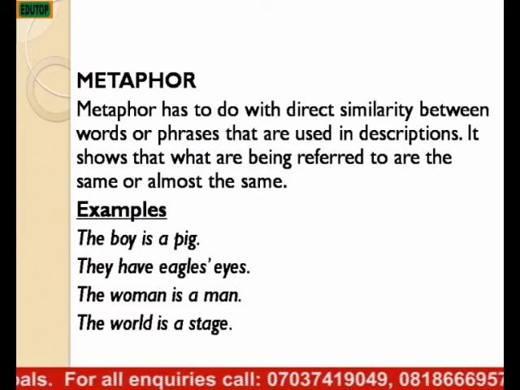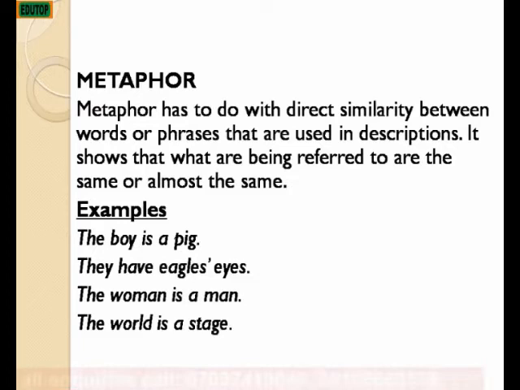So under metaphor, we'll talk about direct similarity between two words or phrases. We have examples like the boy is a pig. When we say the boy is a pig, obviously the boy does not take the shape of a pig, but the boy has some qualities of a pig, and everybody knows that a pig is known for dirt. So indirectly we are trying to say the boy is dirty. So it is a figure of speech that talks about similarities between two objects, two people, and some other things.